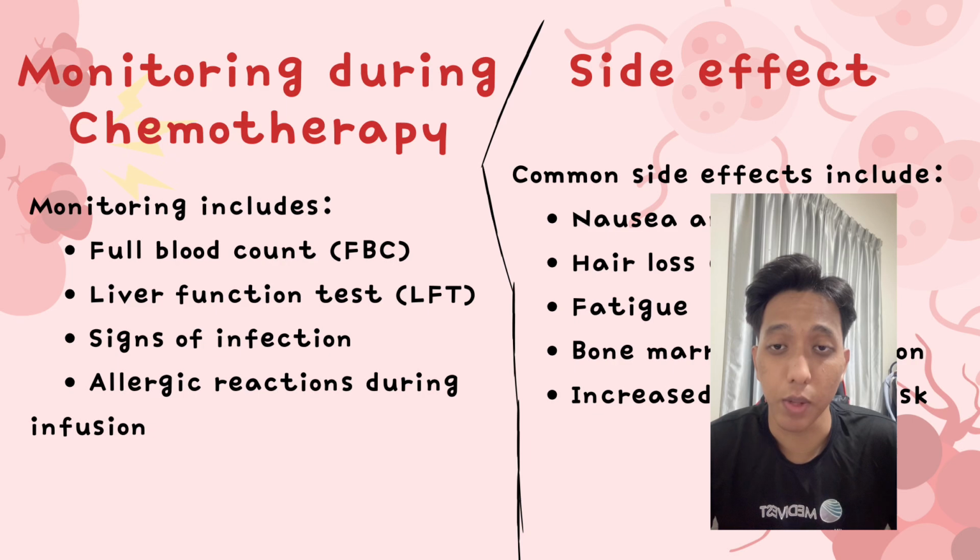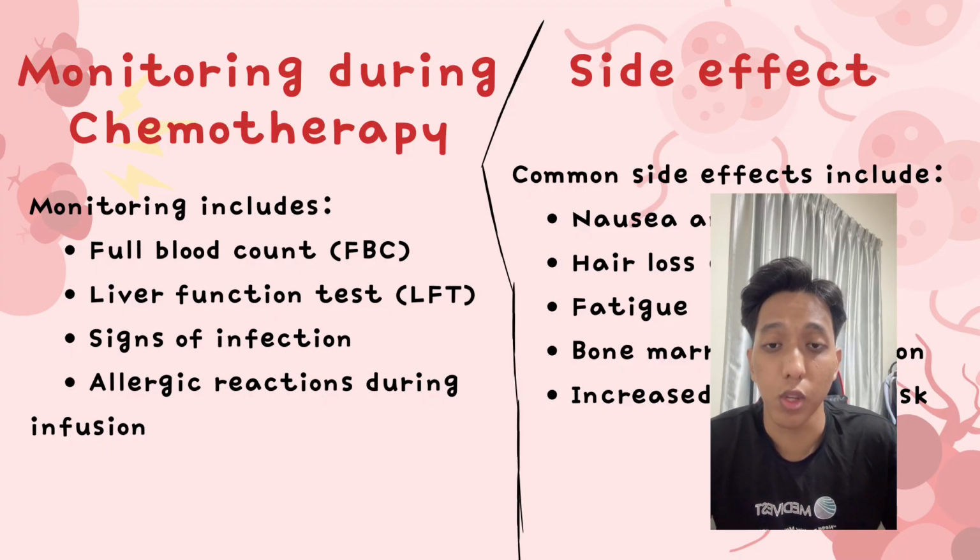Monitoring during chemotherapy is very important to ensure patient safety. This includes checking full blood count to monitor white blood cell, red blood cell, and platelet level. Liver function tests are also monitored to ensure the liver can metabolize the drug properly. Healthcare professionals also monitor sign of infection and any allergic reaction during the infusion.